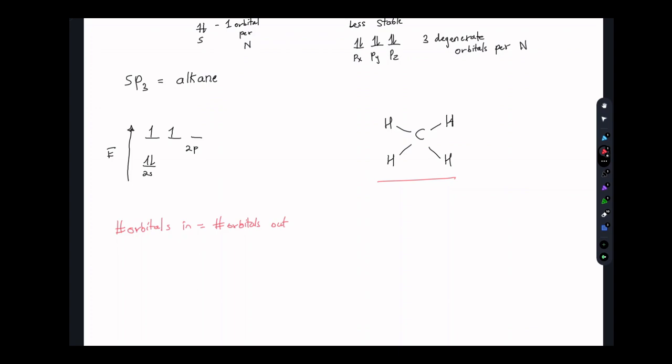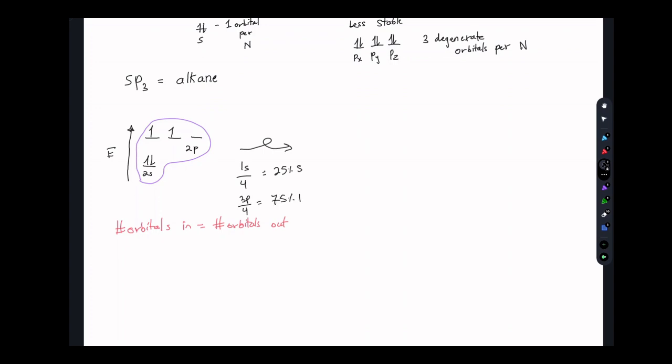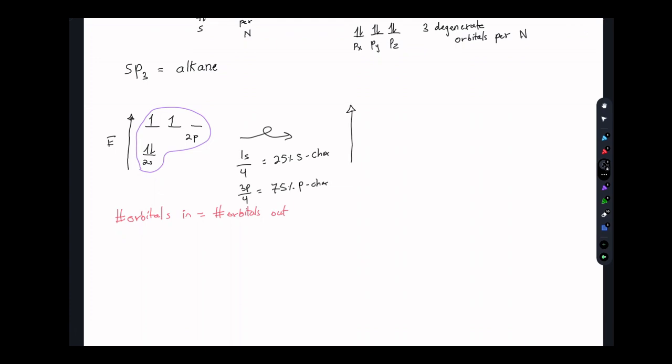If I want to make 4 individual bonds in this case, what I'm going to do is I'm going to mix all 4 of my orbitals. So you can imagine here that there's one s orbital out of the total 4, which you could say is 25% s. And then you have 3 p orbitals out of the total 4, which you could say is 75% p. Now, you'll sometimes see this referred to as s character and p character. And I might refer to this later in future sections as such. But what is the new hybrid orbital going to look like?